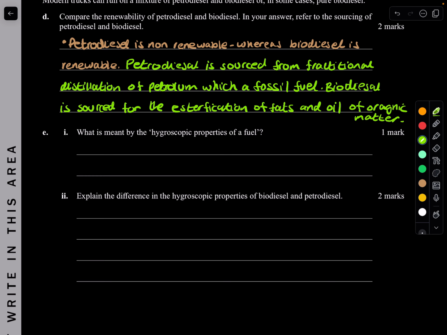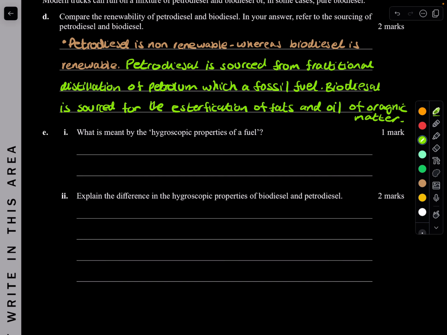What is meant by hygroscopic properties of fuel? The hygroscopic, what does that mean? It means the ability to absorb water. Some fuels, for example biodiesel, are very hygroscopic. Why is that? It's because it has an ester group, which creates a polar part. Remember, if there is a polar part, it likes to bond with water. Water is polar, so it likes to create bonds, and so it attracts water and hence absorbs it.